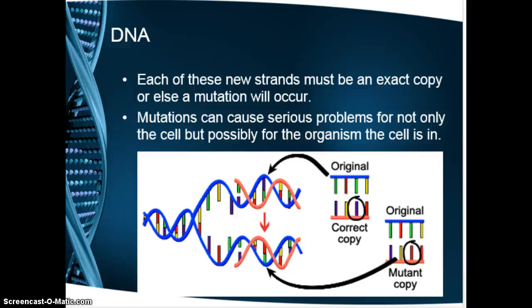So again, the body has checks and balances with this idea of errors. And this is where the DNA polymerase comes back into play and proofreads the entire process to make sure that there were not any errors, making corrections.